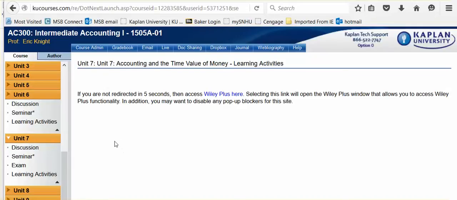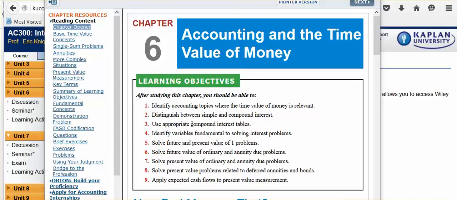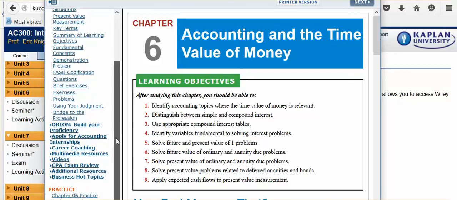Okay, the first thing I would like to do is use learning activities. This is what I'm going to use to show you the problems that we're going to work. So you would just go to Unit 7, click Learning Activities. Okay, once the learning activities comes up, a couple of things to show you.